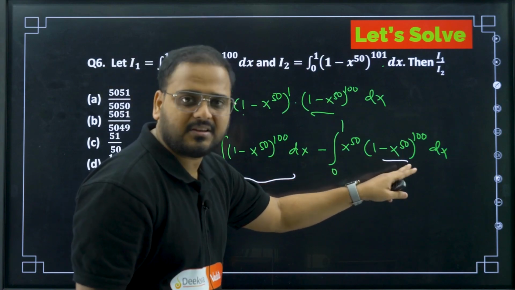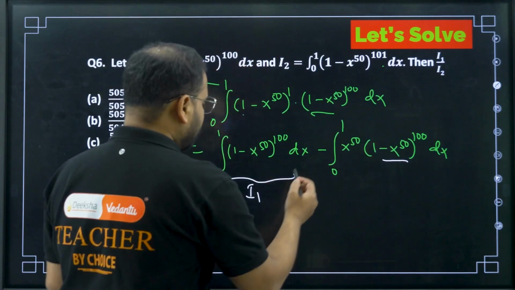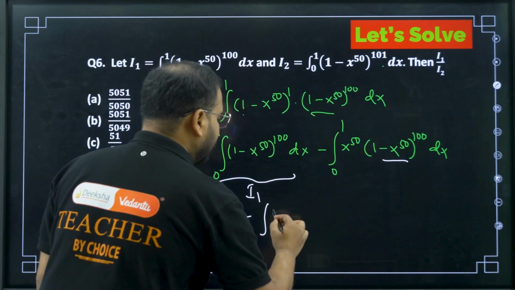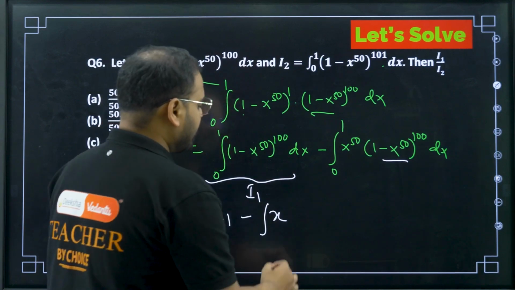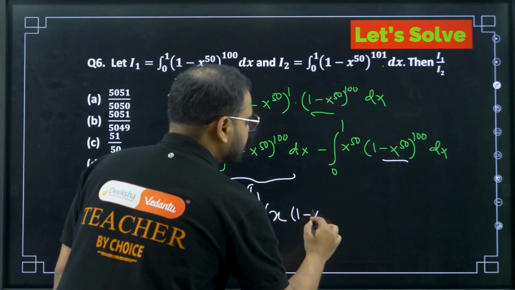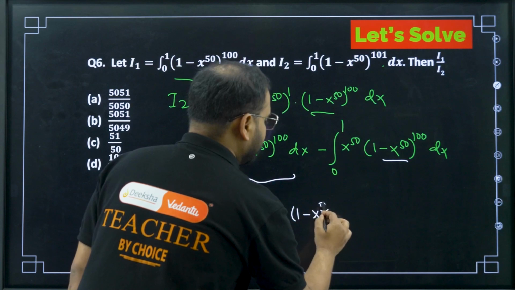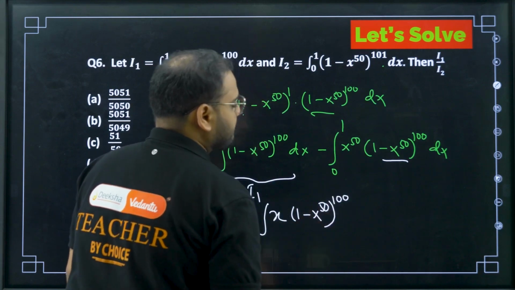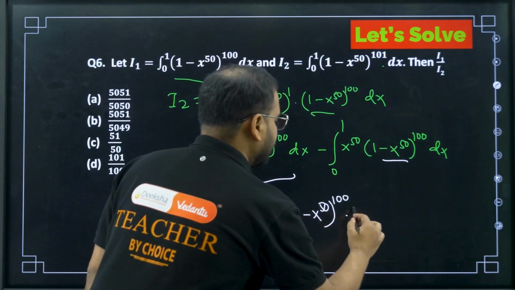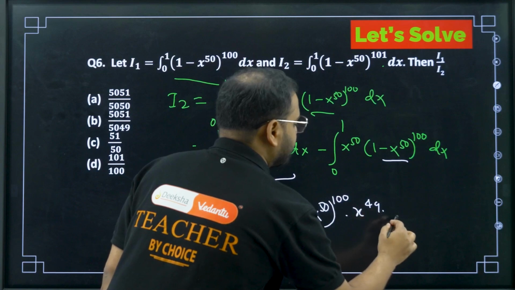It will become x power 49, and 50 will come in front. So I can write this as, I'll take x as it is, and I write this as x times (1 minus x power 50) power 100 times x power 49. You will see why.